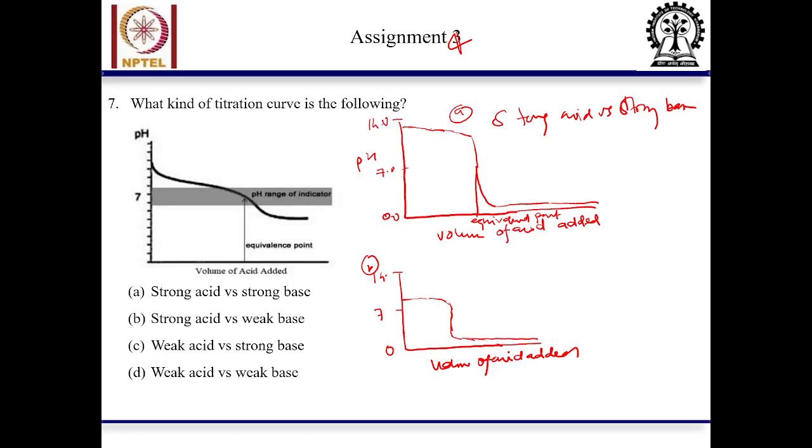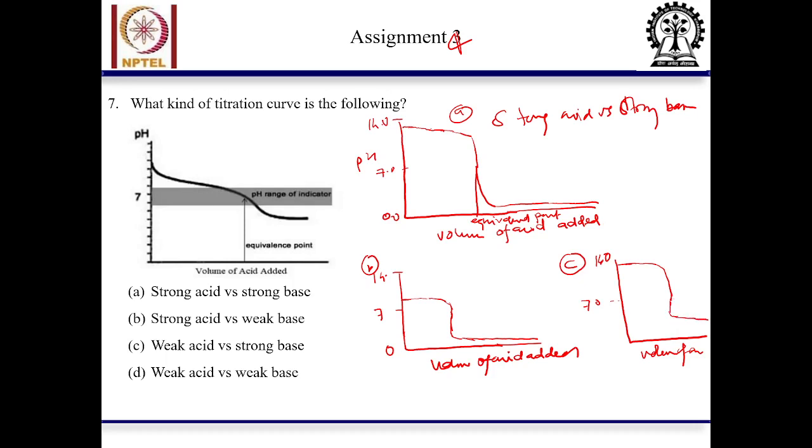This is the B. Now C, it's saying the weak acid versus strong base. So again the things will go reverse. 7, 14. Here is the volume of the acid, right? So pH will start from 13, 12 to 14. It will come to the 7. Now weak acid, you consider acetic acid, whose pKa is 4.74. So it will go close to 4, and it will be like this. This is the option C.